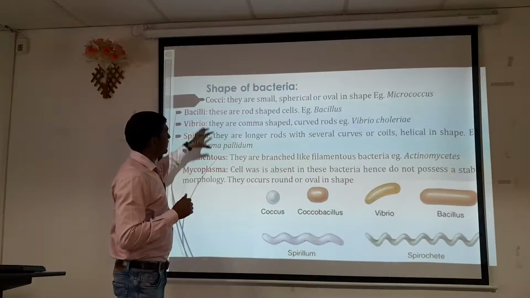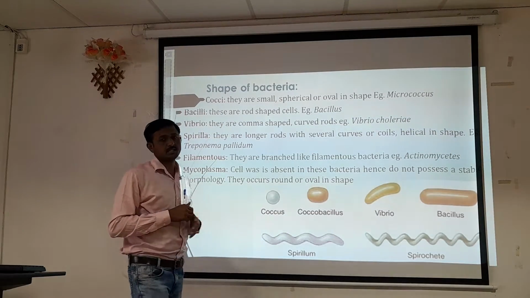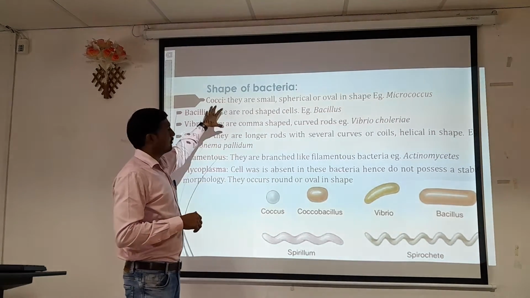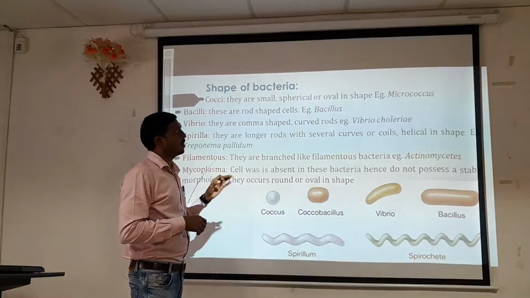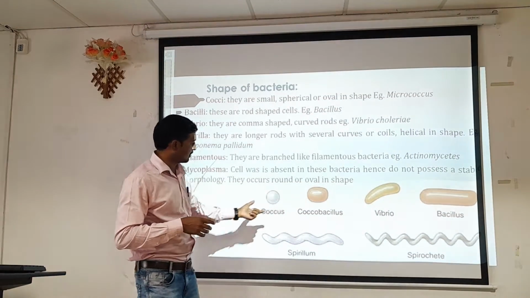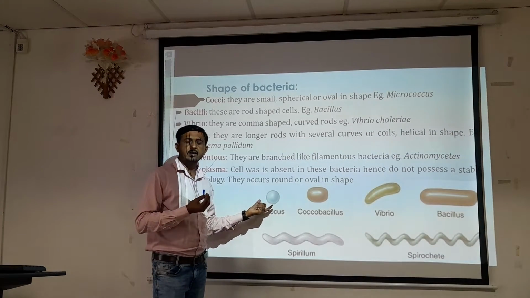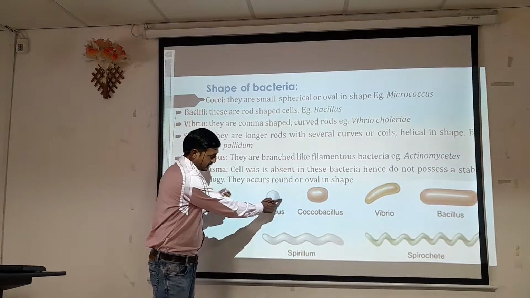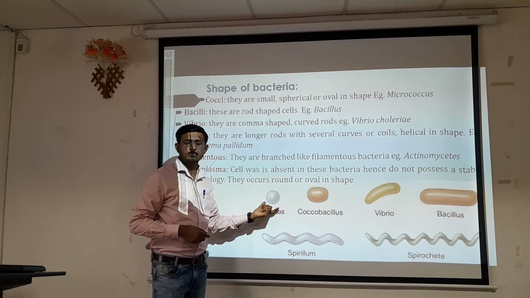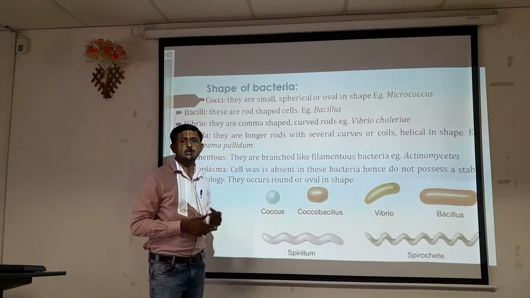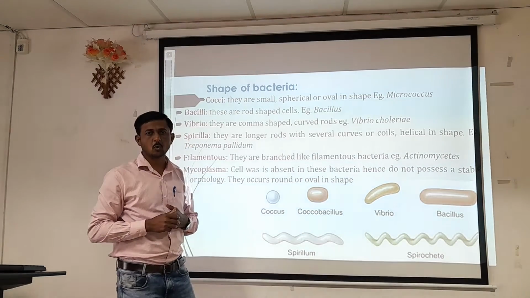Apart from that, bacteria may appear as cocci. It is one group of bacteria. They are small, spherical or oval in shape. So here we can see the bacterial cell, it appears as a spherical structure. That bacterial cell is called cocci or coccus.